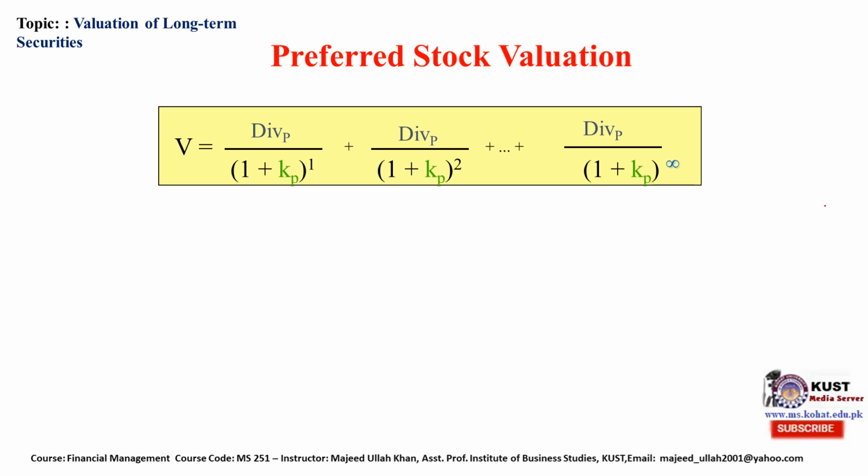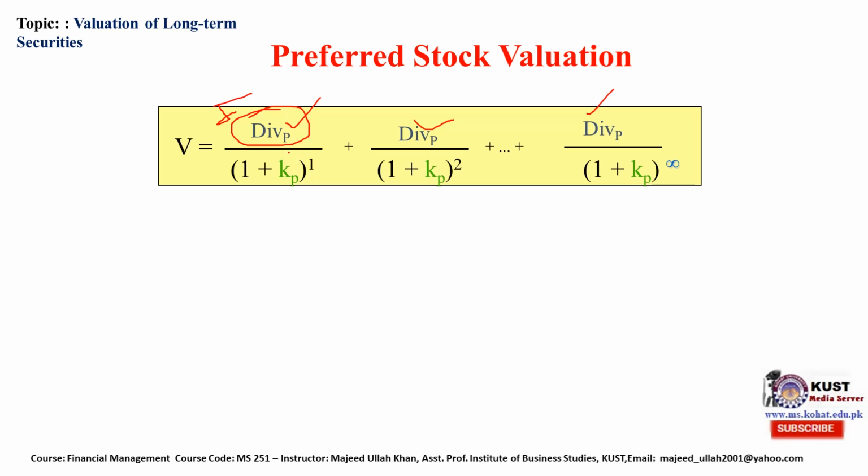Preferred stock valuation is the same as for bonds, but in bonds we use interest, here we will use the dividend of the preferred shareholder, for the first year, the second year, for an infinite number of years. This is a type of preferred stock that has no redeemable value, meaning the company will not redeem or buy back this preferred stock. It will be with the holder until infinity. Maybe the holder sells or purchases it in a secondary market.